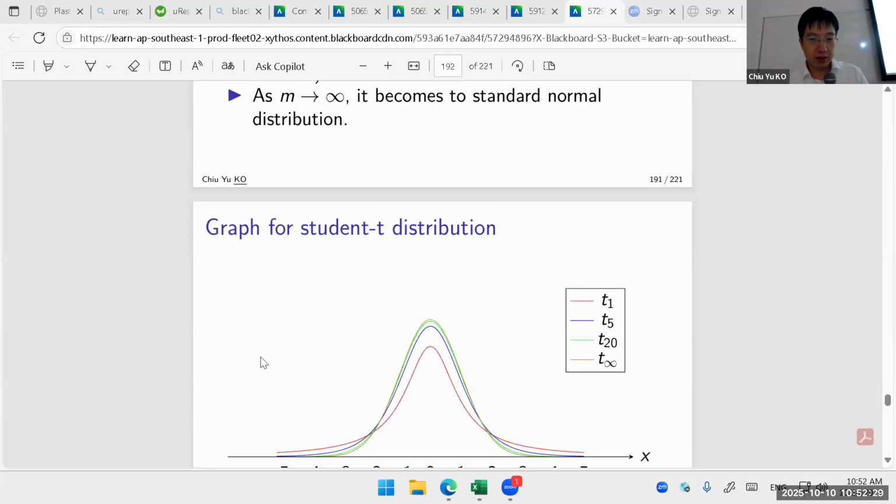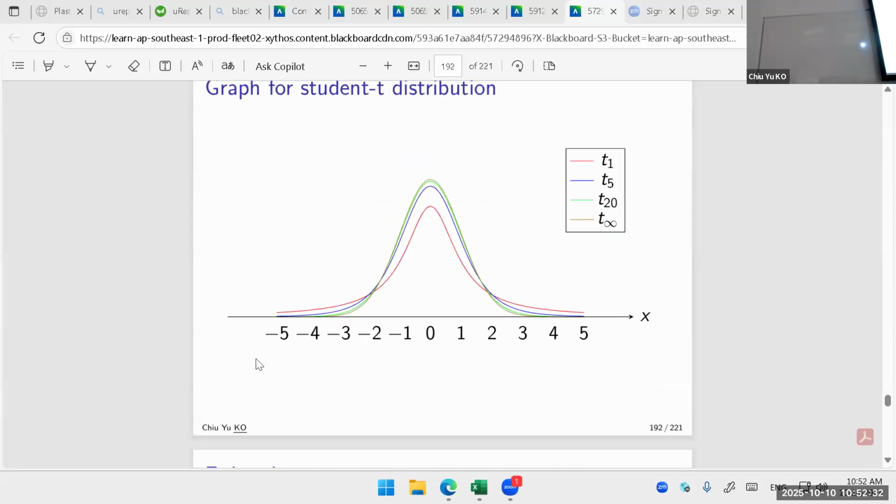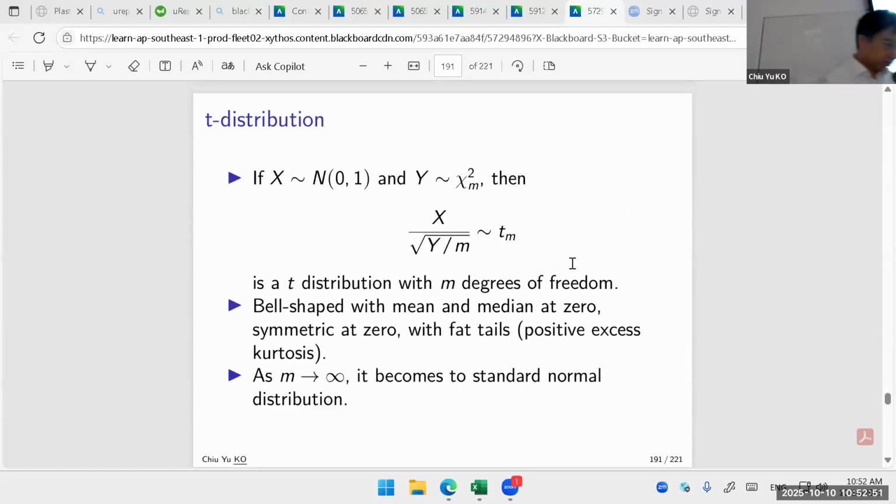You look at a bell. The brown one is a normal curve. The T will be the red, the blue, and the green, much fatter at the ends, and of course much shorter at the center. This is the bell curve. This is the T. And then you ask why we care about this one. Very soon you will see the T distribution is actually capturing the sample mean. We'll talk about this next week. The sample mean will actually follow the T distribution.